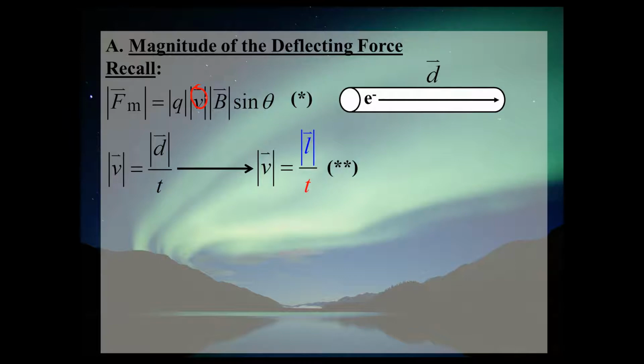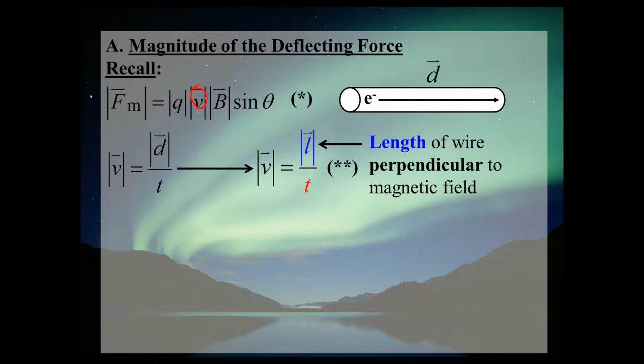Instead of using D, we're going to change that variable to L. And L is going to represent the length of the wire, and specifically the length of the wire that's perpendicular to the magnetic field. Just like with the equation up at the top here, where we only looked at the component of velocity perpendicular to the field, we're only looking at the component of our length that's perpendicular to the field, because only those perpendicular components are going to be subjected to a magnetic deflecting force. So that's what L is going to represent.